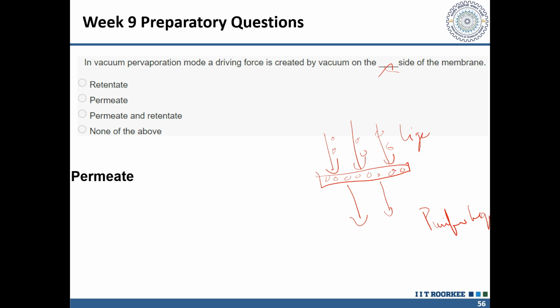And the impurities will either get into these pores, or the membrane will have some type of adsorber on which these impurities will get adsorbed. But this is a slow process, and thus we need to apply some type of pressure. In some cases, such as vacuum pervaporation, we can also apply a vacuum on the other side. Therefore, the answer is on the permeate side.